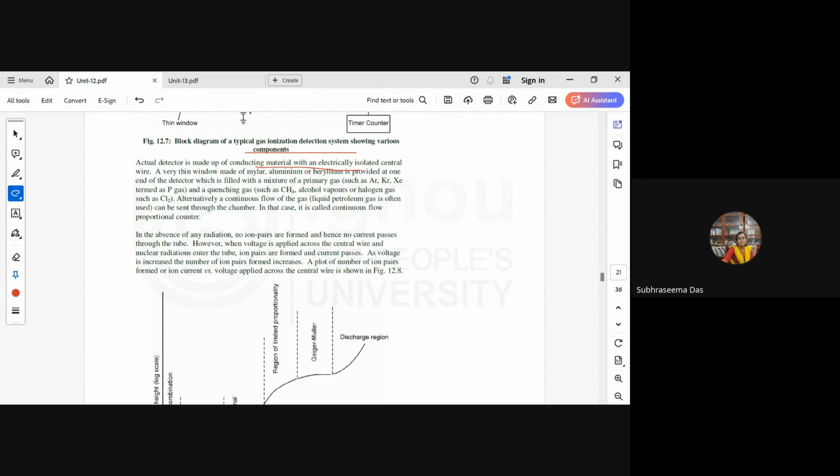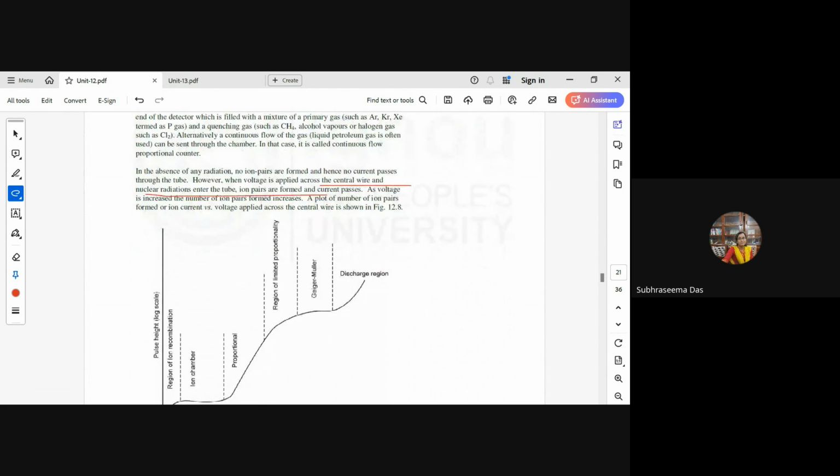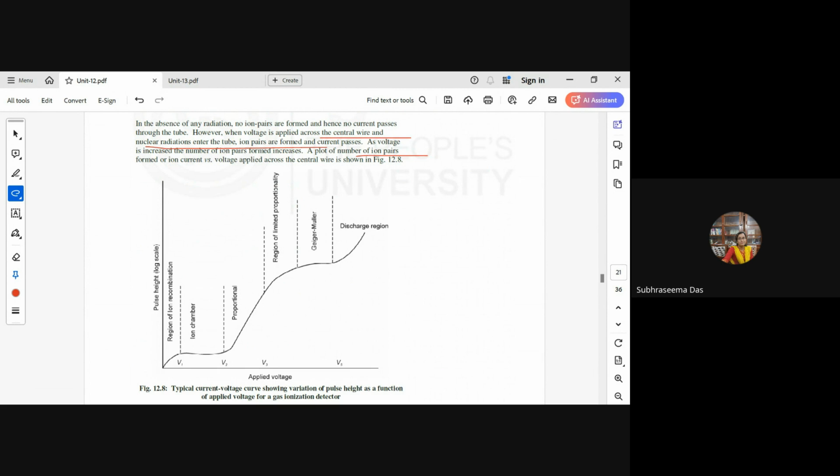In the absence of any radiation, no ion pairs are formed, and hence no current passes through the tube. When the voltage is applied across the central wire and nuclear radiations enter the tube, ion pairs are formed and current passes through it. As the voltage is increased, the number of ion pairs formed also increases. If we plot a graph of the number of ion pairs against the voltage applied, we get the graph shown in figure 12.18.